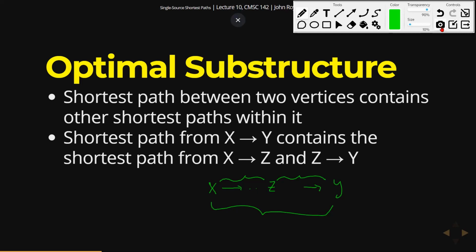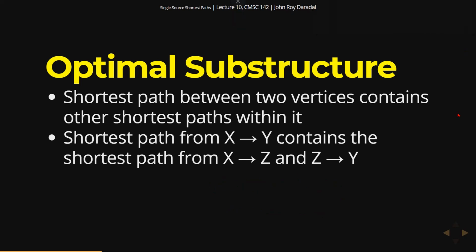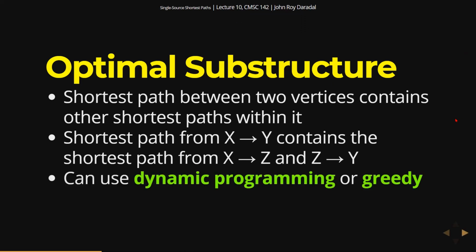Okay, so because shortest path follows the optimal substructure property, then we can use dynamic programming and greedy algorithms later on. So we'll see both of them later.